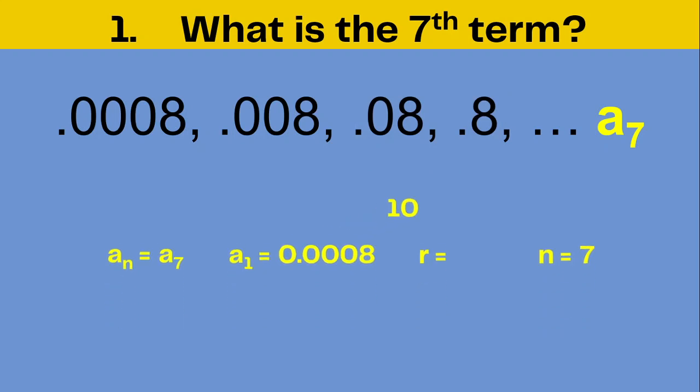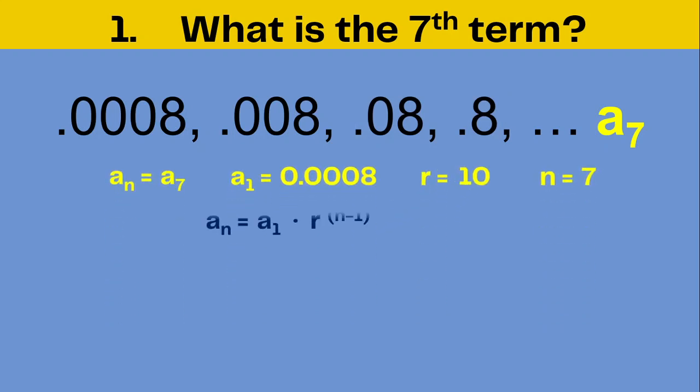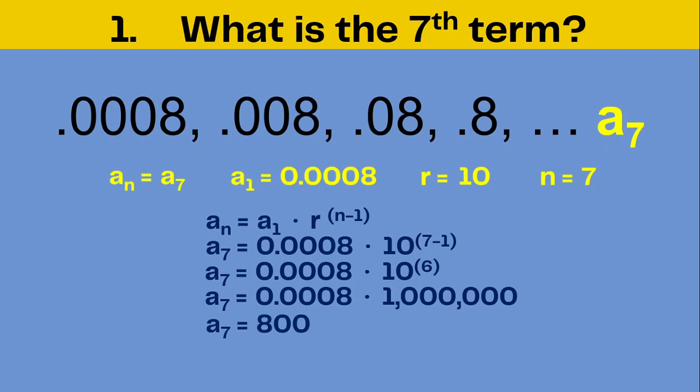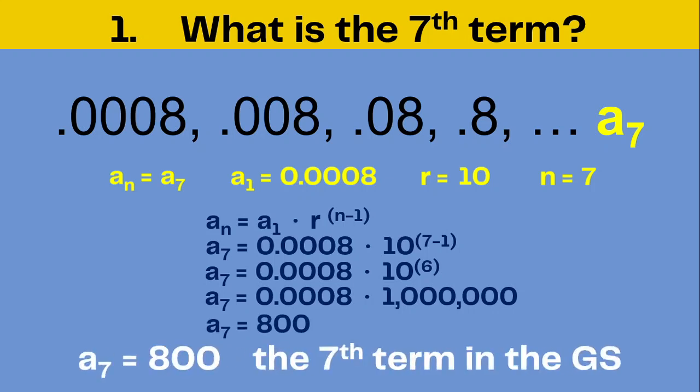Now, let's substitute the terms to our given formula. a sub 7 is equal to 0.0008 times 10 raised to the quantity 7 minus 1. Subtract 7 minus 1 is equal to 6. Then multiply 10, 6 times, and the answer is 1 million. Now, 0.0008 times 1 million is equal to 800. So therefore, 800 is the 7th term in the geometric sequence.